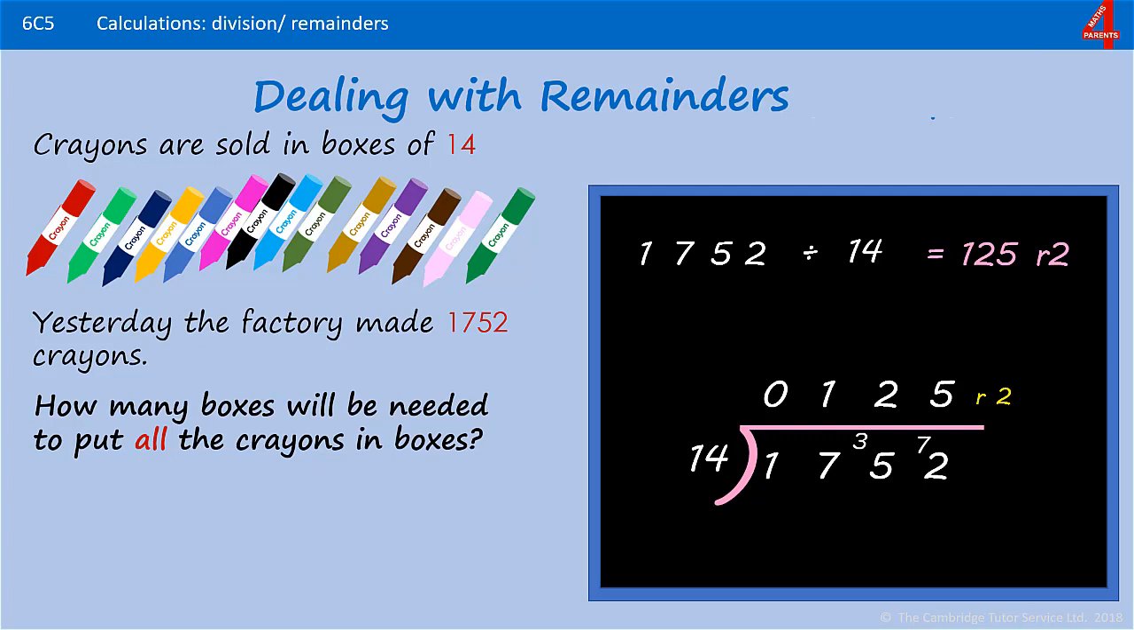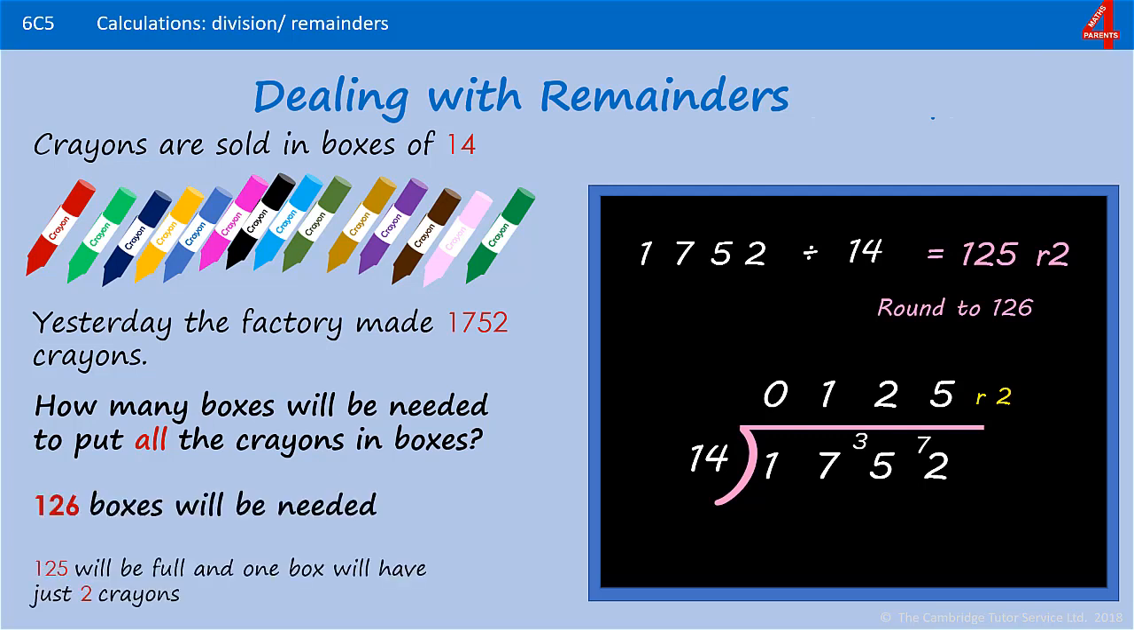The question asks how many boxes will be needed to put all the crayons in boxes. So even those 2 crayons that are left over need to go in a box. We will need 126 boxes if we're going to put all the crayons in a box. But so that you're aware, 125 of those boxes will be full, and then the 126th box will have just 2 crayons in it.